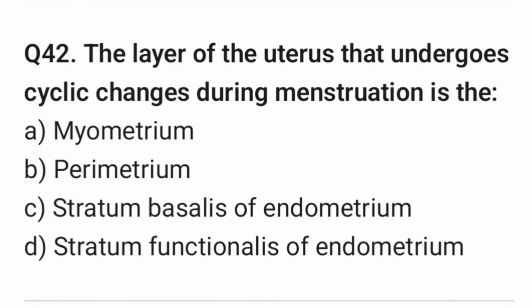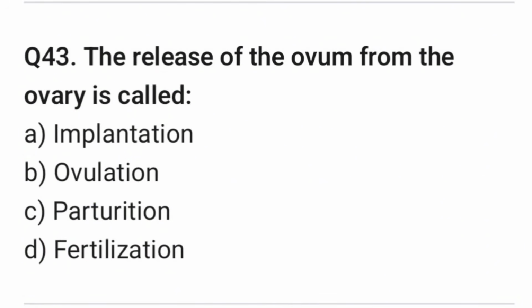Question 42. The layer of the uterus that undergoes the cyclic changes during menstruation is. Right answer is option D, stratum functionalis of endometrium. Question 43. The release of the ovum from the ovary is called. Right answer is option B, ovulation.